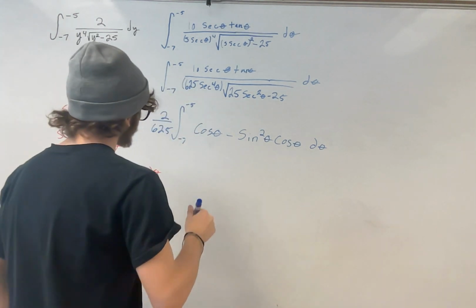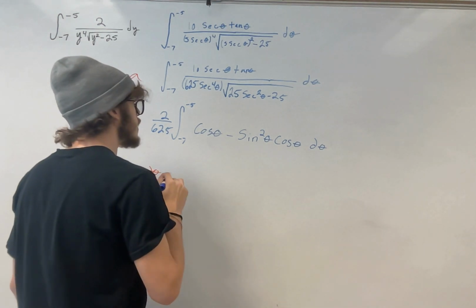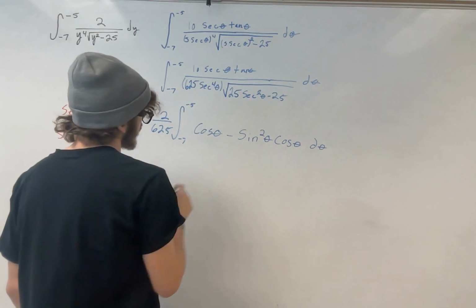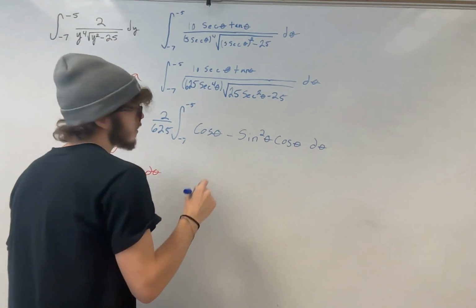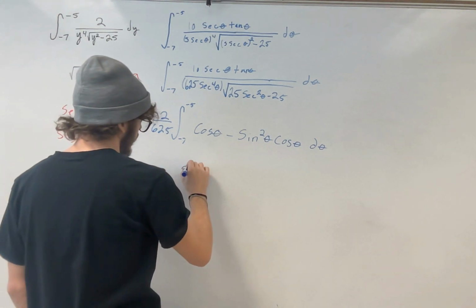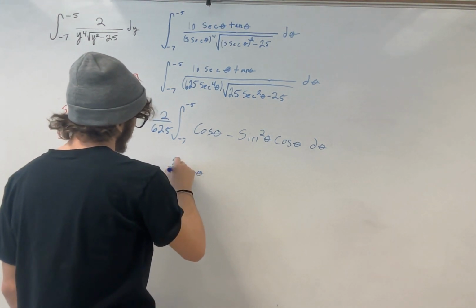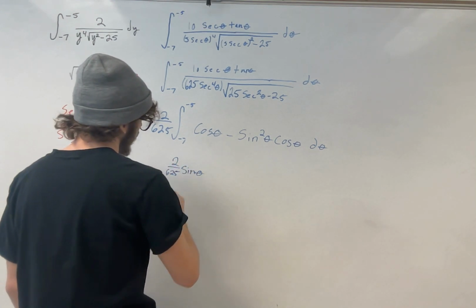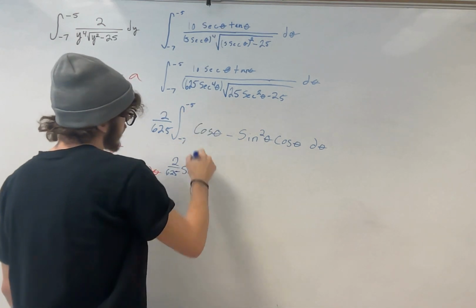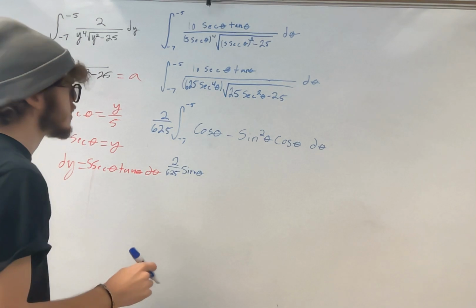I know that, trying to think what I want to do first. Okay, I'll go ahead and take the integral of cosine first. So cosine of theta, the integral of that, right, is sine of theta. Because when we take the derivative of sine, we get cosine. So this is 2 over 625 sine of theta. And it's evaluated at these points, so we're going to have to do a little bit of plugging back in, which we'll see in just a second.